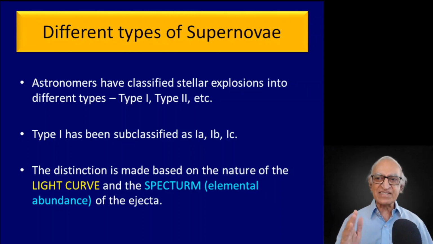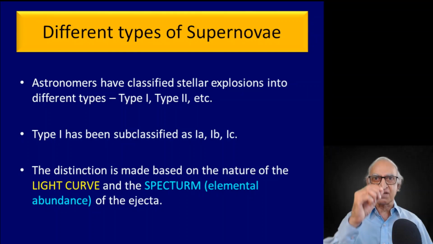Now, the distinction between different kinds of supernovae is made on the basis of two facts. One is the nature of the light curve, the rise and fall of the intensity of radiation from the supernova. And secondly, the elemental abundances as inferred from the spectrum of the ejecta.